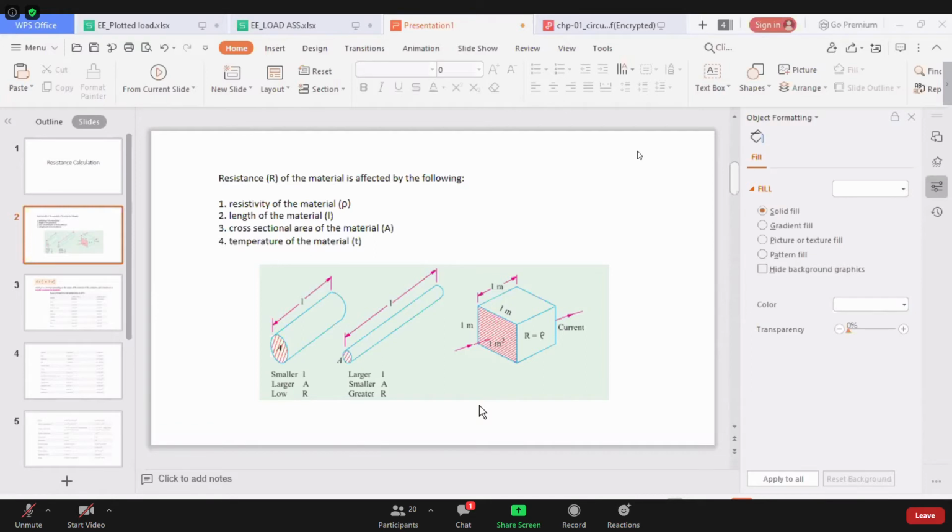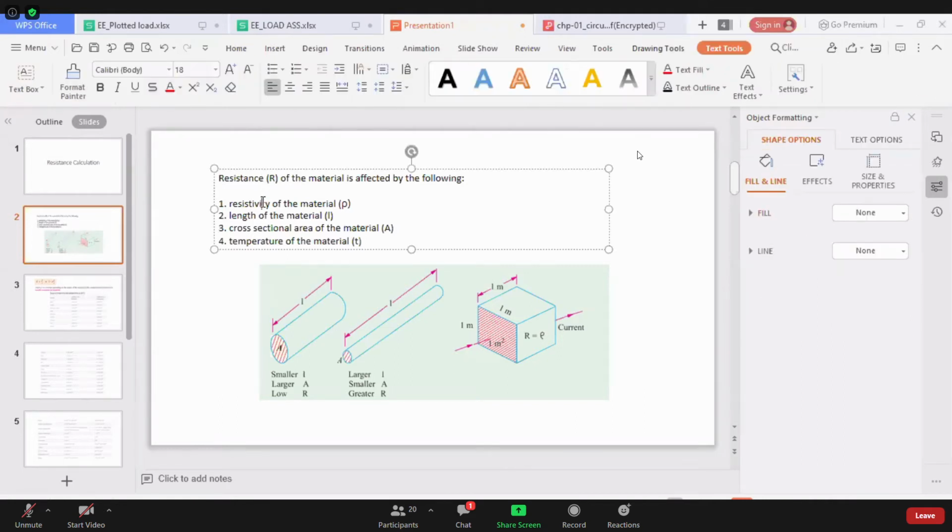So what are the sources of these resistances in the materials? No? So what is the cause or where does this resistance come from? So number one, it is inherent, meaning inherent in your cable that has resistance, or inherent in the material that has resistance. No? So that's the resistivity of the material.